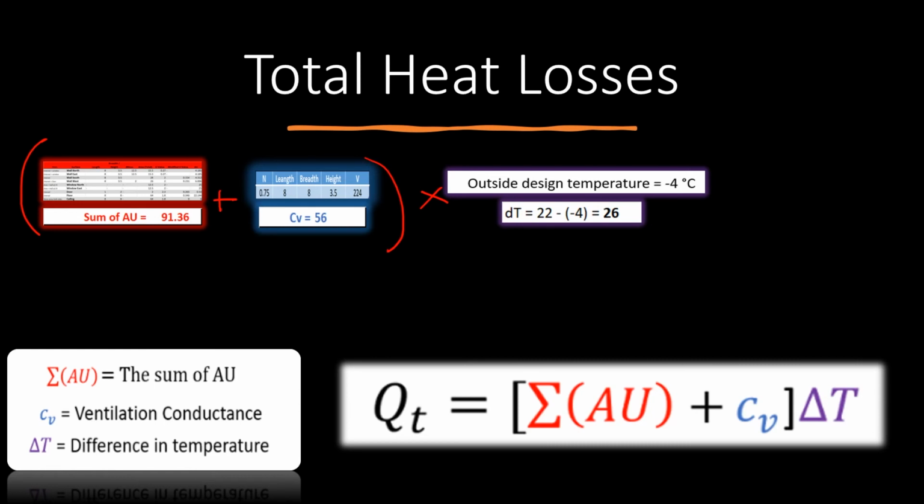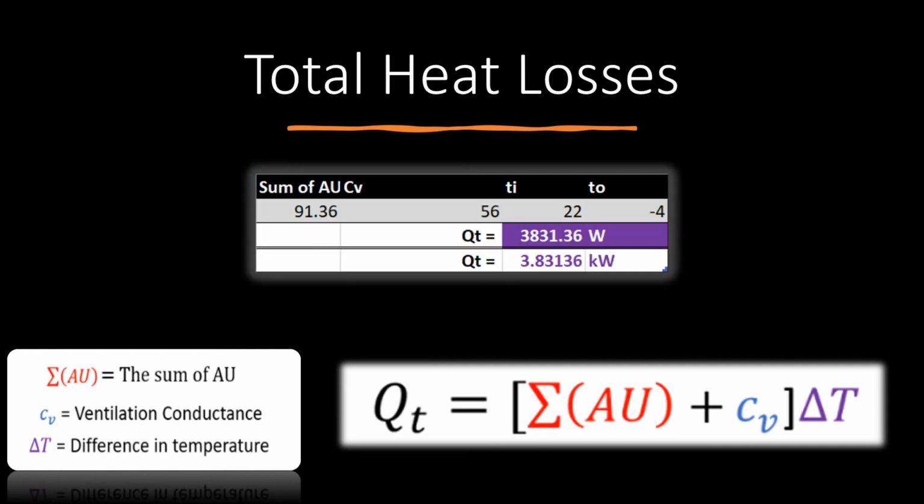This is where the brackets come in handy. Because if you don't include the brackets, your calculator will try and multiply 56 and 26 first, and then add on 91.36, and it will give you a nonsense answer. So 91.36 plus 56 times 26 gives us, and I can't bother using my calculator anymore, so I'm just going to jump to the next slide, 3,831.36 watts, or about, let's scrub off that stuff at the end, about 3.83 kilowatts.